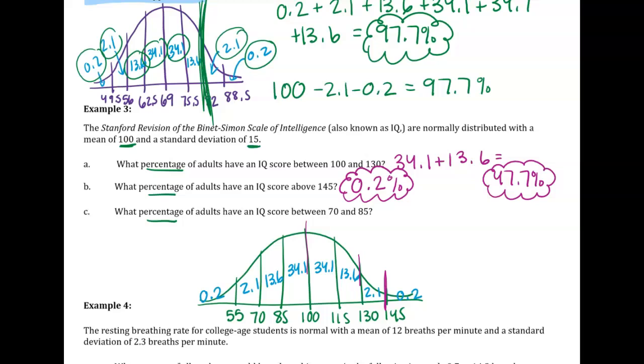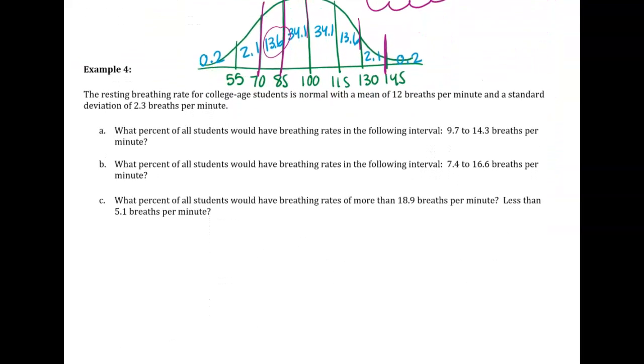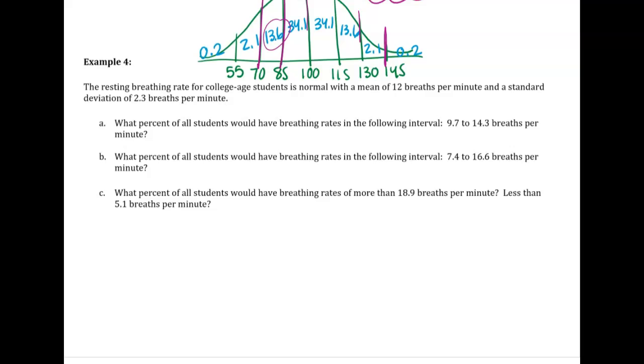I don't know. What percentage of adults have an IQ score between 70 and 85? That's here to here. That's just 13.6%. Pause the video and try to do this one on your own, and then come back. Okay, so I'm assuming you tried it.